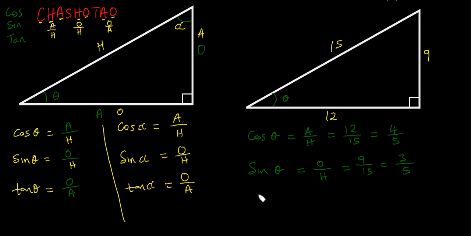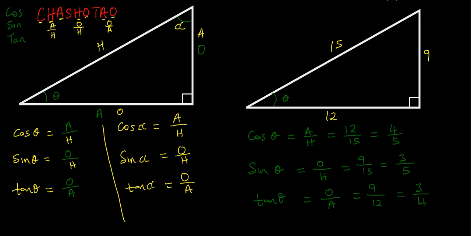Okay, now let's look at tan. Tan theta here will be equals to opposite over adjacent. In this case, we are looking at 9 over 12. And with this 9 over 12, we can still have a common factor there, which is 3. 3 goes into 9 3 times, and 3 goes into 12 4 times. So that's what we will have there as our values.